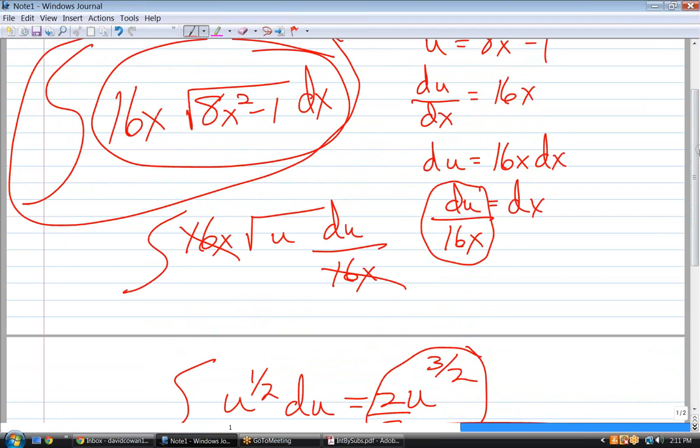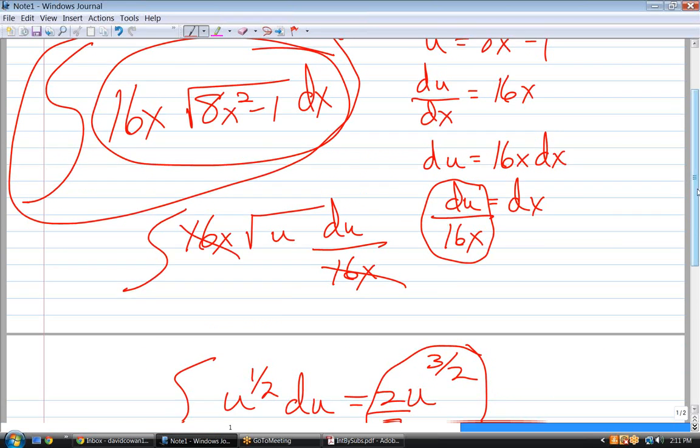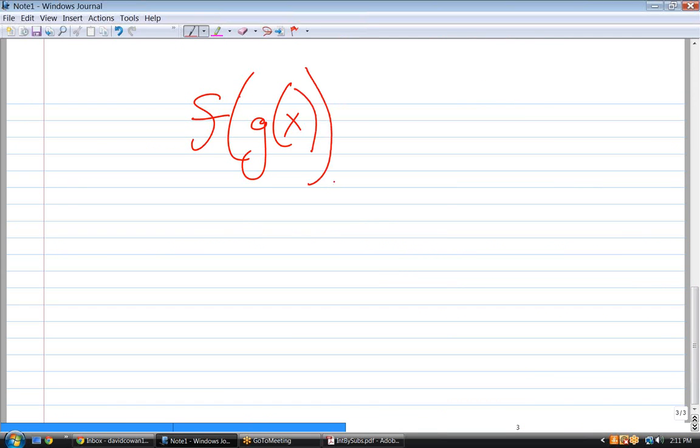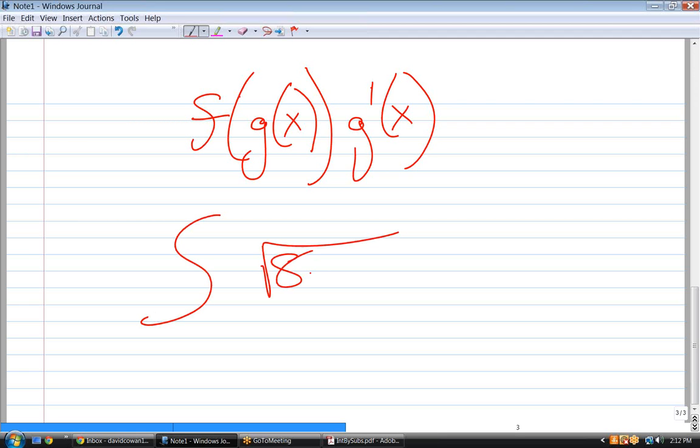So, the net lesson, the most common kind of integral is one where you have a composite function multiplied by the derivative of the inside. Notice that that's exactly what we had. We had the square root of a composite, that's a composite function. It was multiplied by the derivative of the inside.